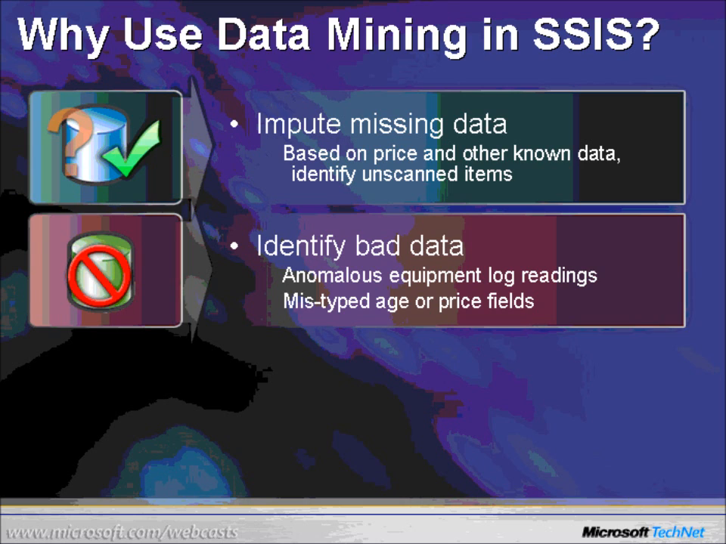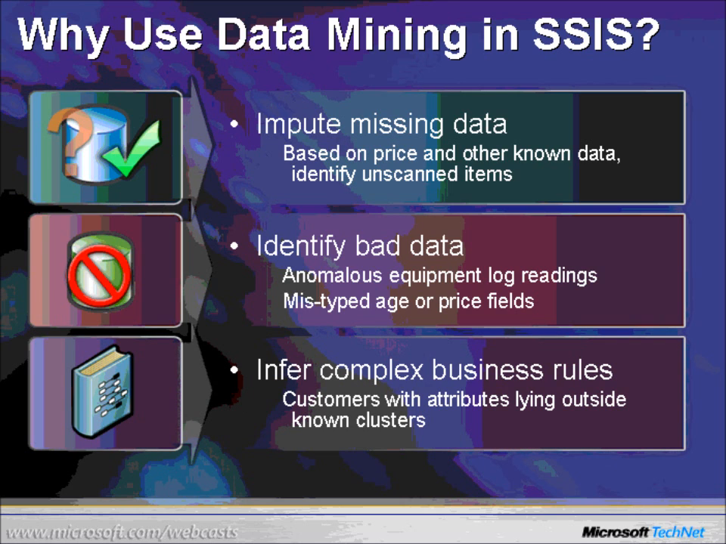You can also, for example, detect mistyped age or price fields with data mining in Integration Services. A product in your database could be entered with an extra 0 on the end, increasing its price to 10 times the correct price. When using a data mining model to search for patterns, you can detect that this product is incorrectly priced based upon the prices of similar goods in the product database. You could also infer complex business rules, such as identifying customers with attributes lying outside what are known as clusters. We'll look at this more specific ability in our upcoming demonstration.